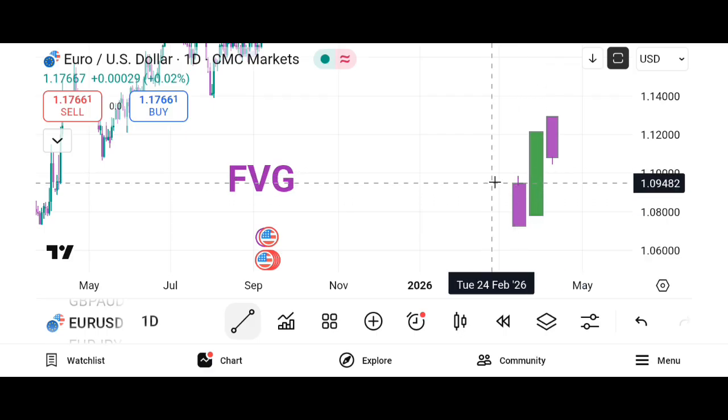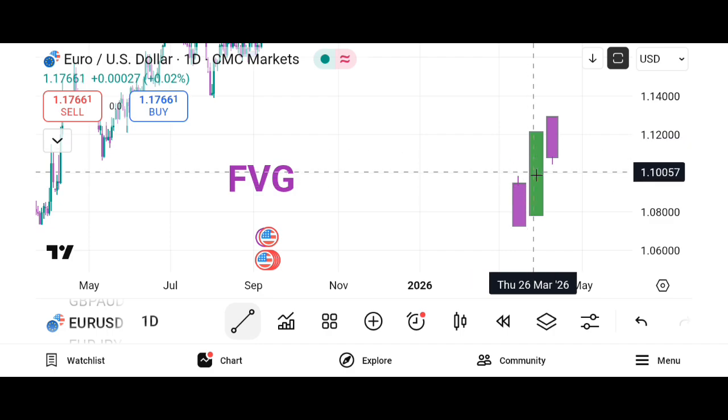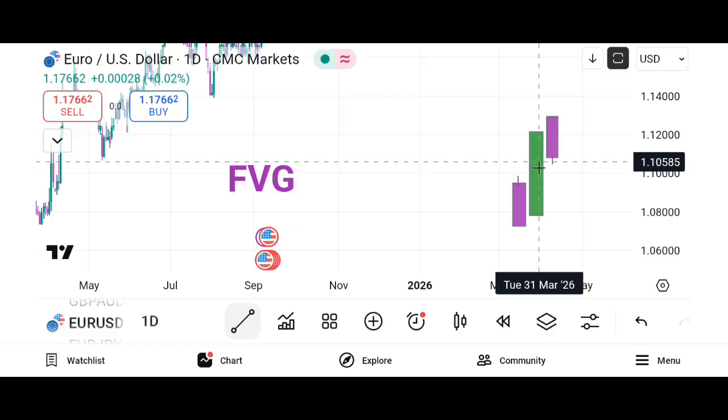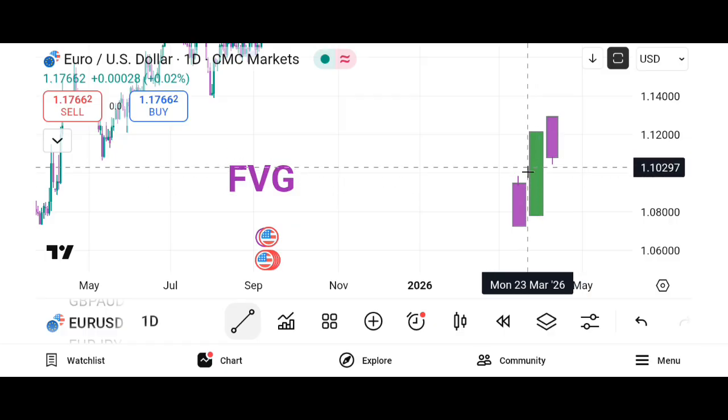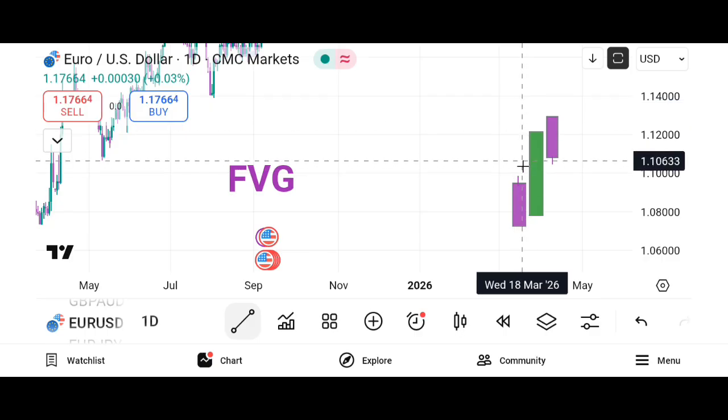It indicates a surge in price. When there is a surge in price, the wicks do not cluster together. The spaces between them are called an imbalance. It creates an imbalance when there is a surge in price.